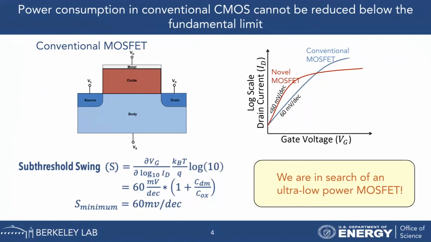And if we look at the expression for subthreshold swing here, there is a fundamental lower limit of 60 millivolts per decade, because the term inside the parentheses is always going to be greater than 1, since this capacitance is naturally a positive number. So if you want to reduce the power consumption by these MOSFETs, we are looking for some ultra-low power MOSFETs, which can have subthreshold swing below 60 millivolts per decade. The 60 millivolt per decade lower limit is called the Boltzmann tyranny. So we are looking for something which can breach this Boltzmann tyranny.